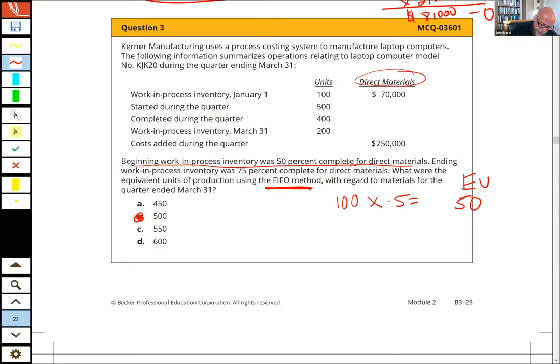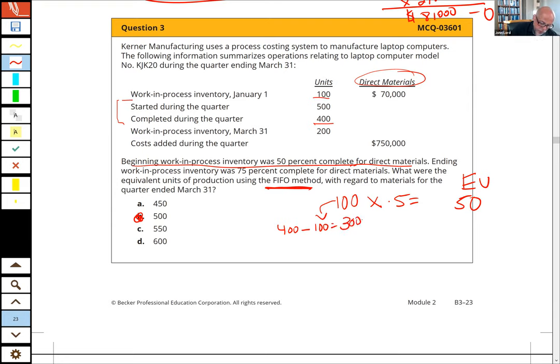Now, where this question probably gets a little tricky is they give me the information started during the period and completed during the period. And remember, my next step is to get the number of units that were completed during the period. So there's two ways to look at that. If I say, well, look, the 400 units were completed, that includes what? The 100 that were in progress. So I could take 400 minus 100. That means, because I already gave myself credit for the 50% of the work that was done last period, and I completed the remaining 50% this period, I don't want to double count those. So I could get the 300 that way.